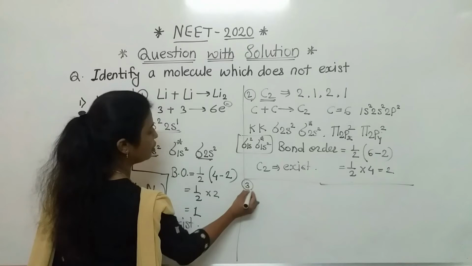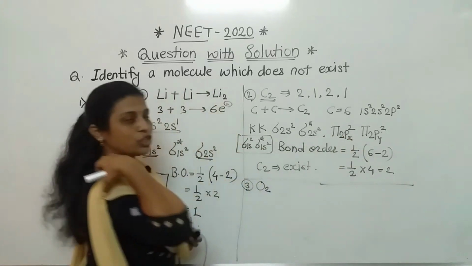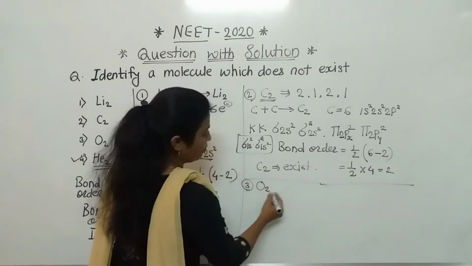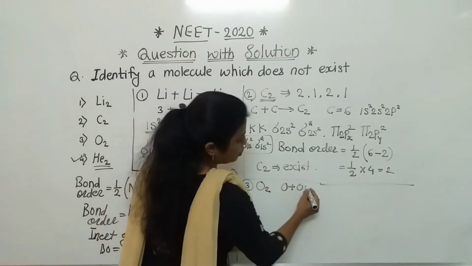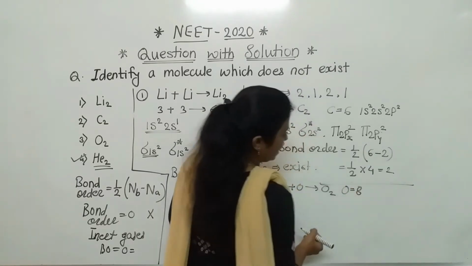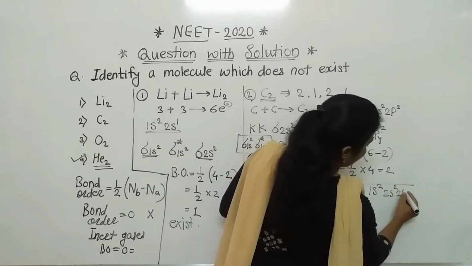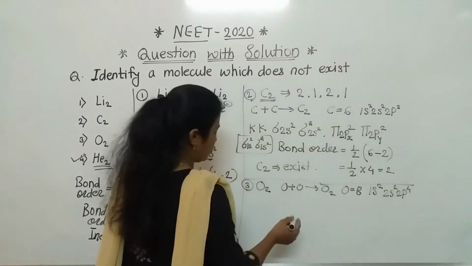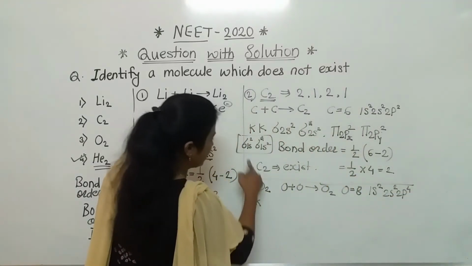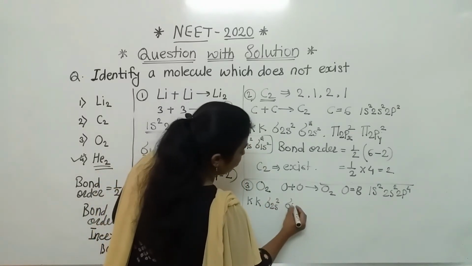Now what about the third one? Third one is O2. That will be the opposite of this one. Now see, oxygen atom combined with oxygen forms O2. Oxygen atomic number is 8. Electronic configuration will be 1s2, 2s2, 2p4. Now see here. So I am writing here directly KK, sigma 2s2, sigma star.